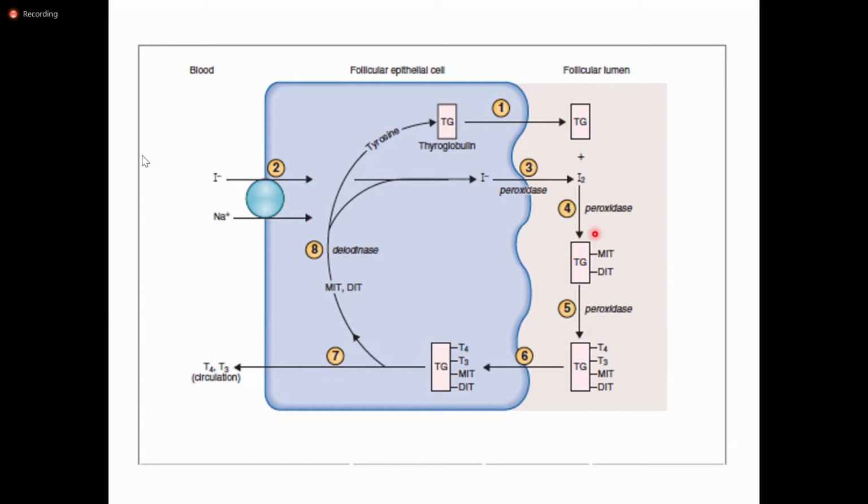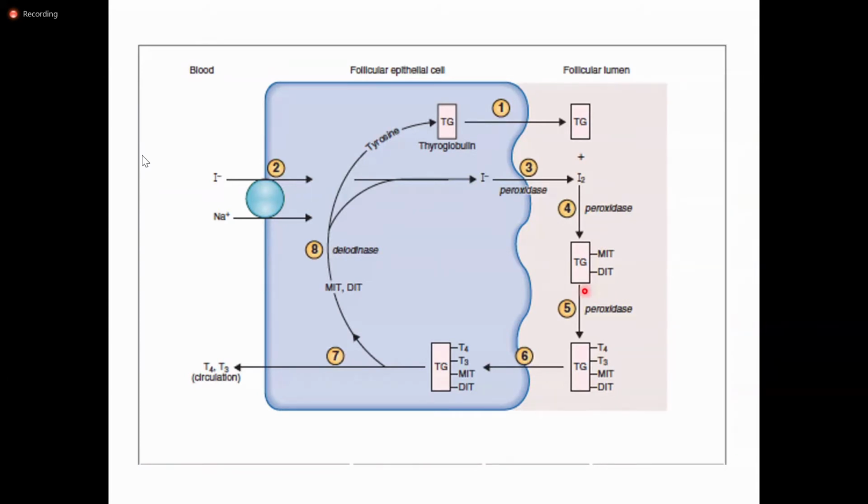So first, peroxidase is going to oxidize iodide to iodine. The second thing which it is going to do, it is going to add this iodine to the tyrosine molecules in the thyroglobulin, which is the glycoprotein present in the lumen of the follicle. So this step is called organification. That means you are adding iodine to the tyrosine molecule, giving rise to monoiodotyrosine and diiodotyrosine. So you have now this MIT and DIT, which is monoiodotyrosine and diiodotyrosine.